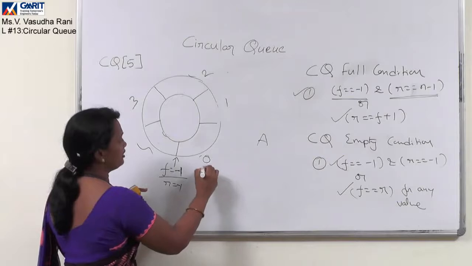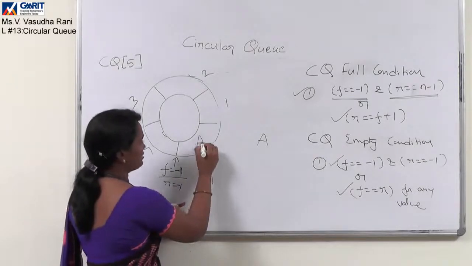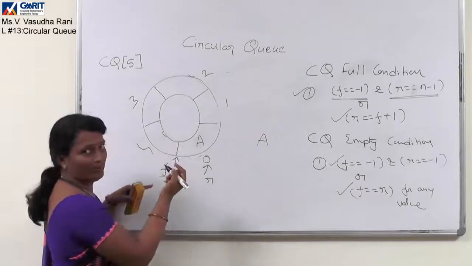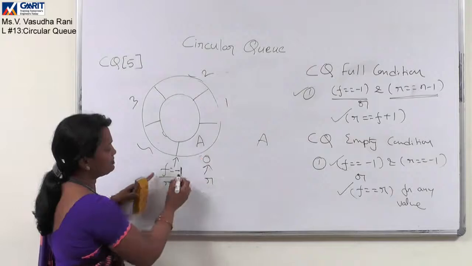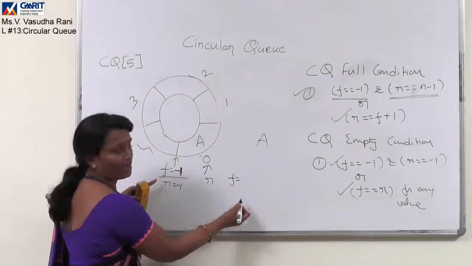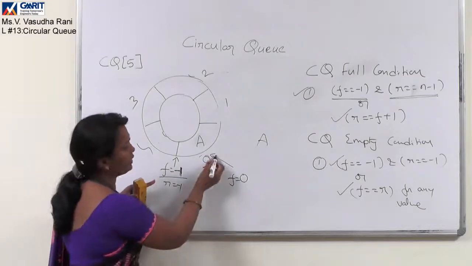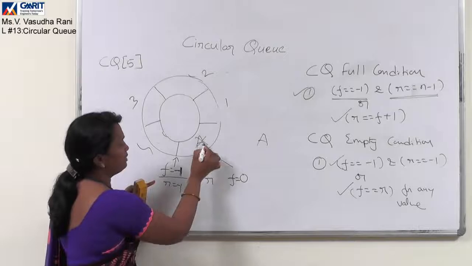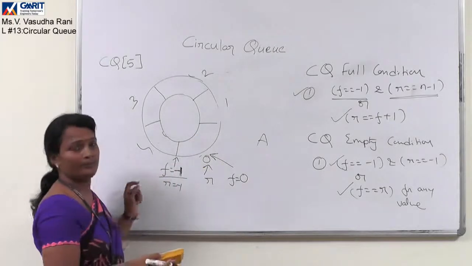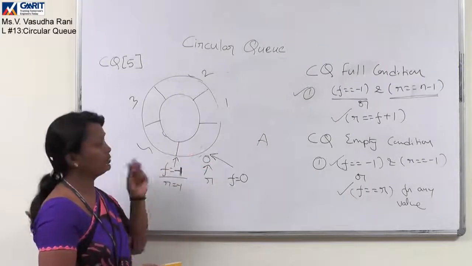So A is inserted, your R has become 0 and A is inserted here. Now if you delete this element, your circular queue will become empty. To delete this, front is -1, you have to increment it, so it becomes front 0. Front 0 refers here, whatever location it is referring, this element we are going to delete. So we'll delete this. Once it is deleted, our front value and rear value are 0, 0 and the circular queue is empty.